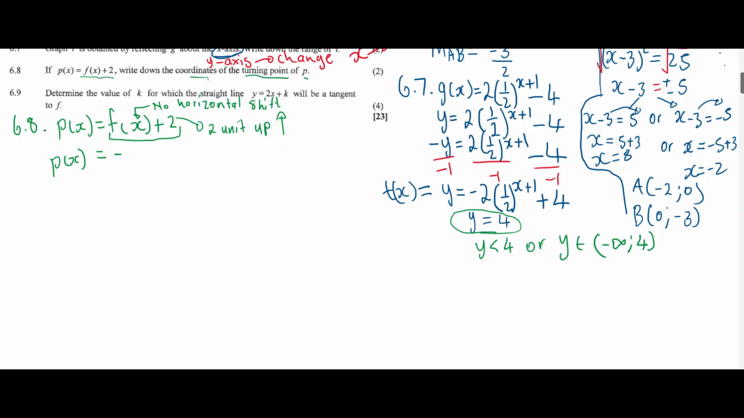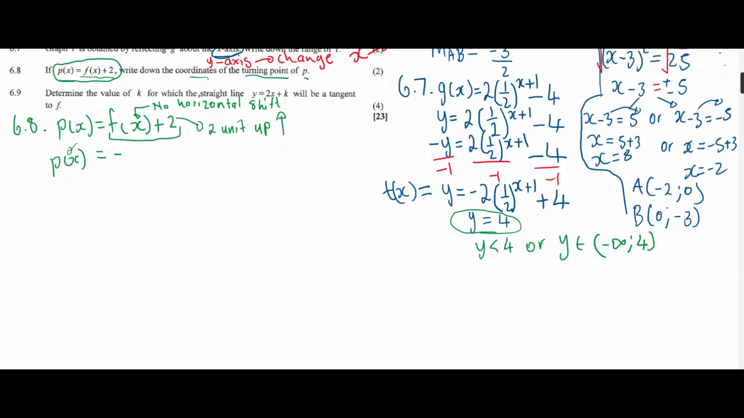So if we take a look at it, now someone is asking you the coordinates of the turning point, if p of x is a new function where the function f is being shifted 2 units up. I've already explained it. Maybe you didn't understand, and I noticed that some of you really don't understand what's happening in the question. But should you understand, you will be able to write down those coordinates without even doing transformations on the equation itself.